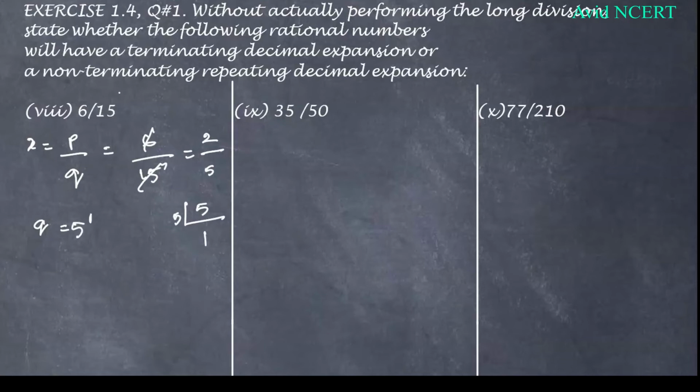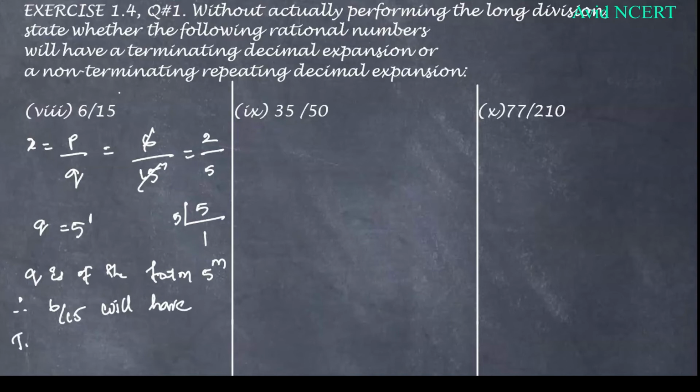To conclude this, q is of the form 5 power m. Therefore 6 by 15, you have to copy from the question, will have a terminating decimal expansion.